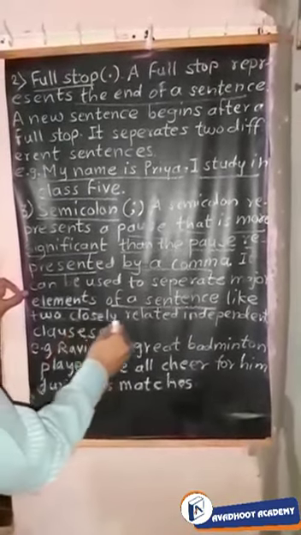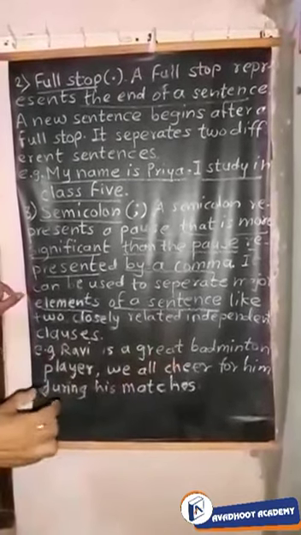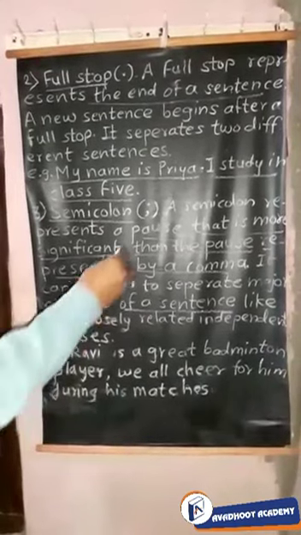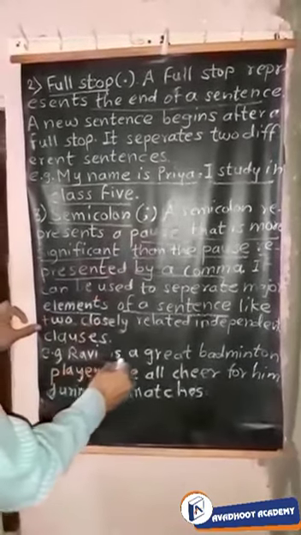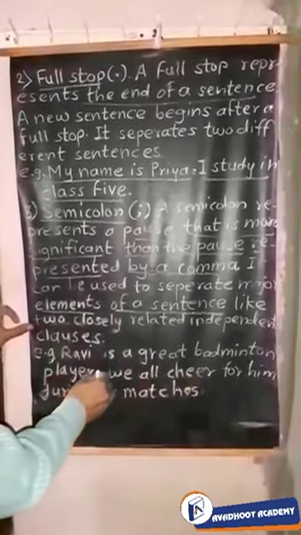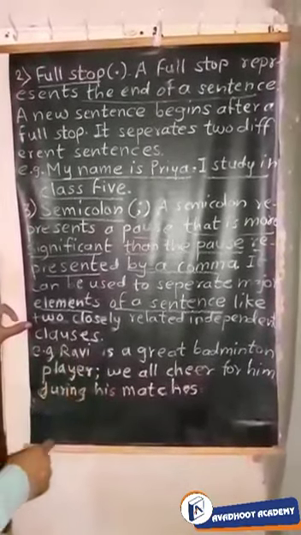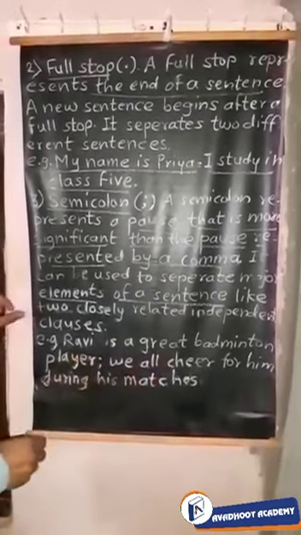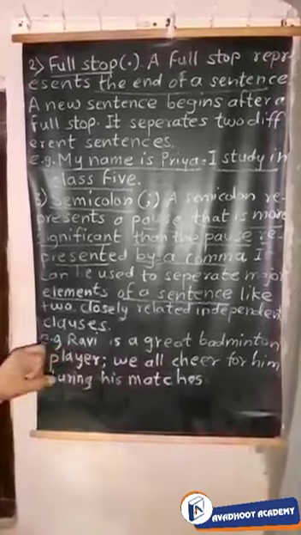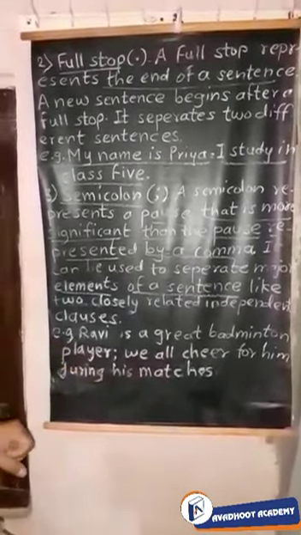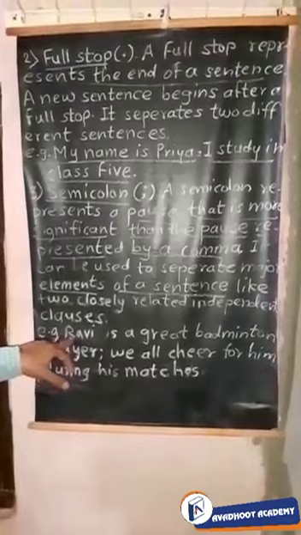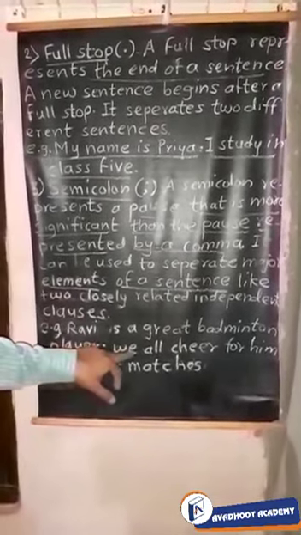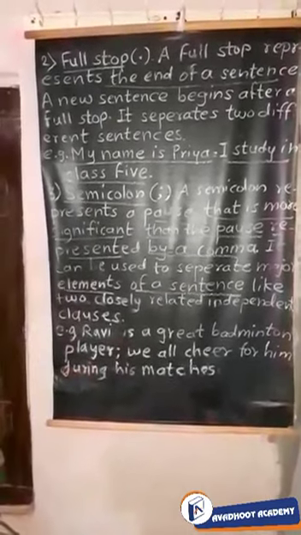Like two closely related independent clauses. Suppose two closely related independent clauses are there, that time we use a semicolon. See the example: Ravi is a great badminton player; we all cheer for him during his matches. Whenever he is playing matches, we cheer for him. The first sentence is, Ravi is a great badminton player. Here the semicolon is given. After that, we all cheer for him during his matches.